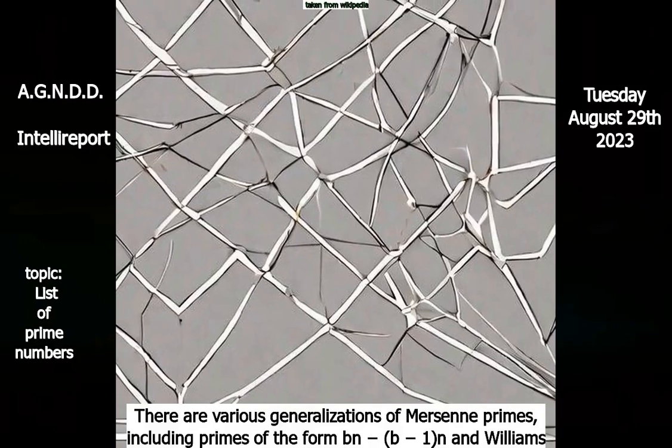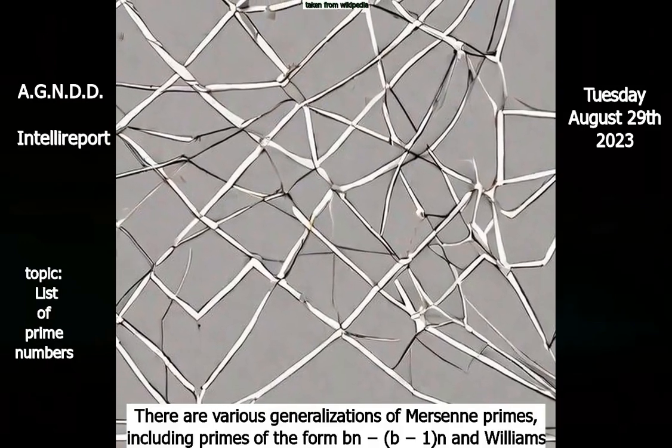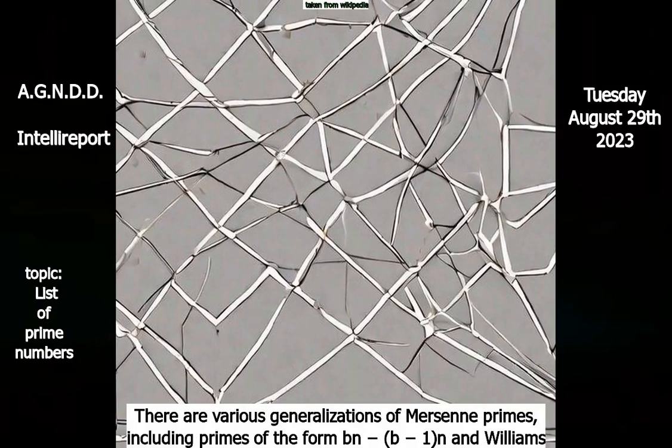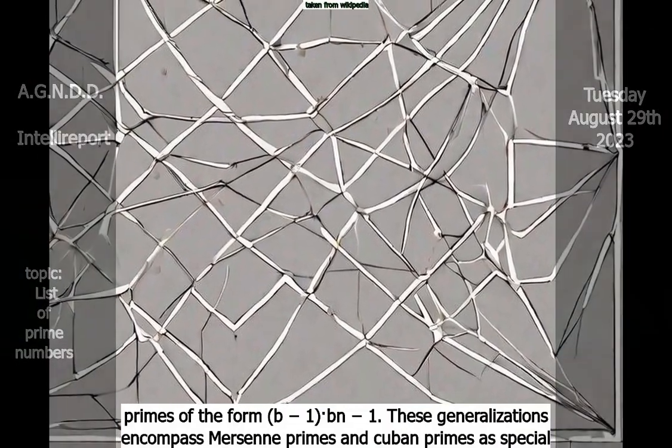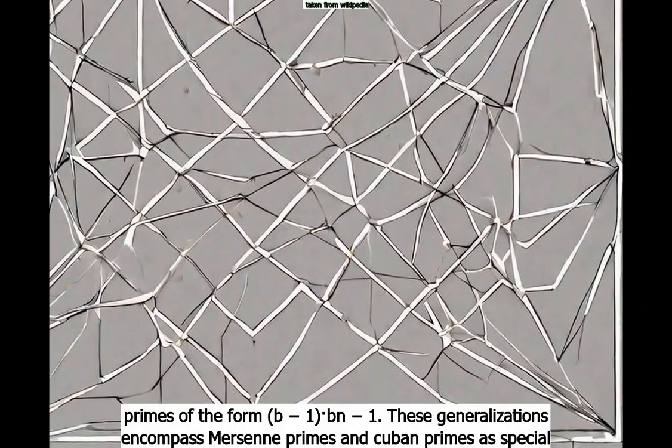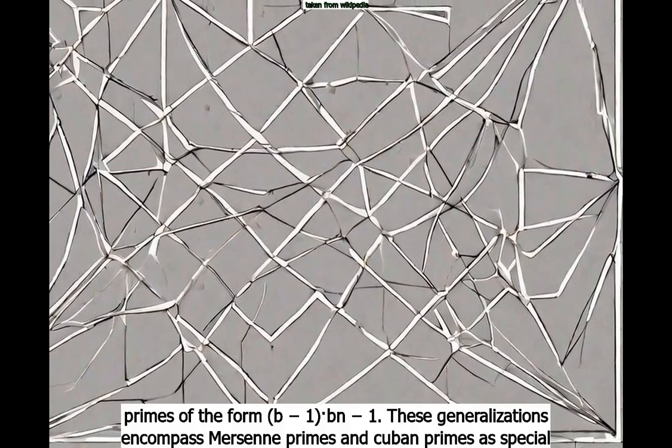There are various generalizations of Mersenne primes, including primes of the form (b^n - (b-1)^n) / 1, and Williams primes of the form (b-1) multiplied by b^n - 1. These generalizations encompass Mersenne primes and Cuban primes as special cases.